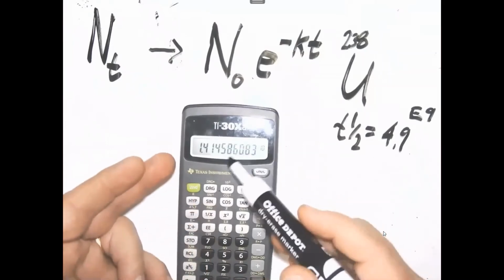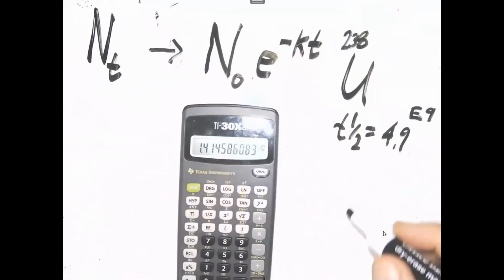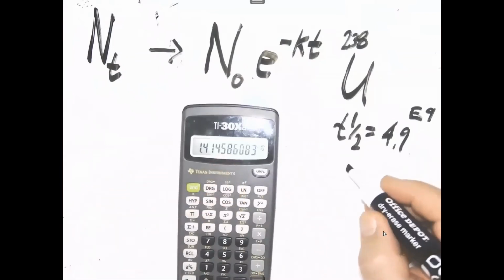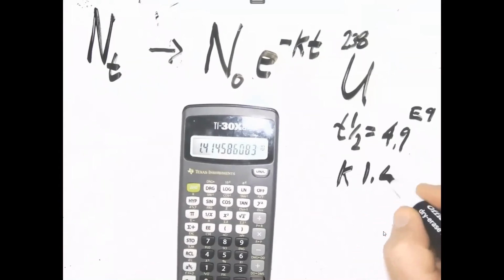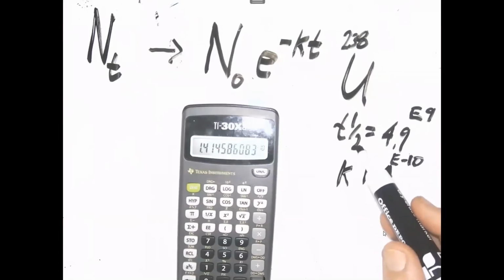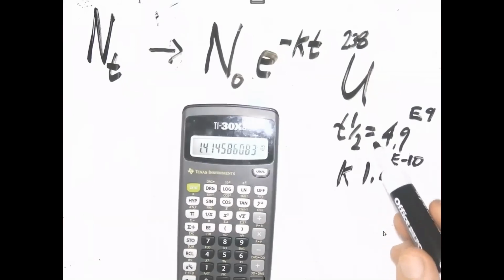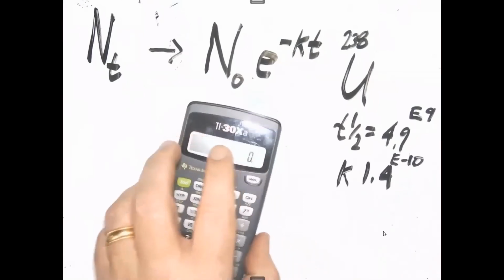And I get this tiny number. It says 1.41 E to the negative 10. So in this equation, K will be 1.4 E negative 10. That's K. How did we get K? We took the half-life that was given and we used it to divide the natural log of 2. Okay, so there's our setting.